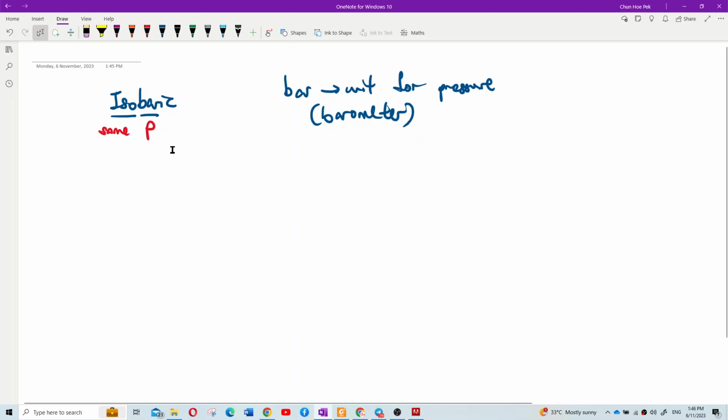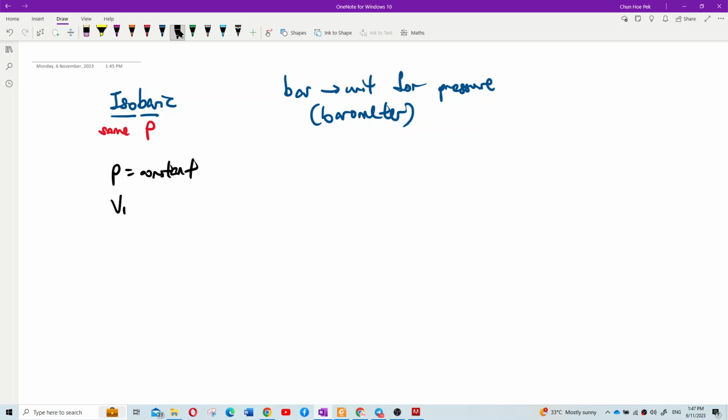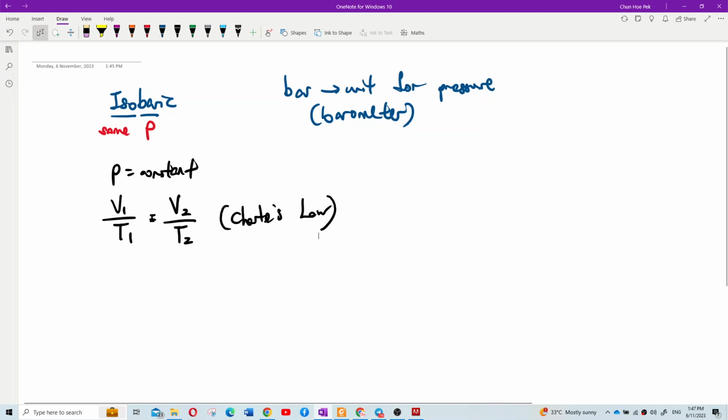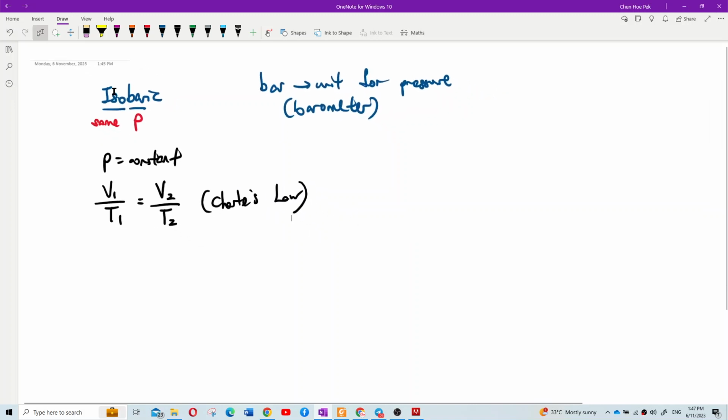Isobaric, constant pressure. So that means this is same pressure. That means I can write it as pressure must be constant. If pressure constant, what changes? Only volume changes. I've thought about this just now. This is what we call Charles' law. Remember that? Pressure is constant, so Charles' law. So isobaric process is Charles' law. So how does the graph look like, class?